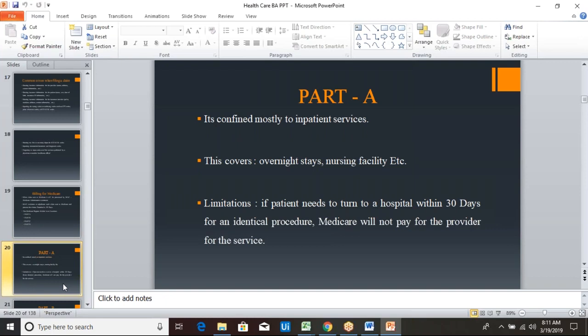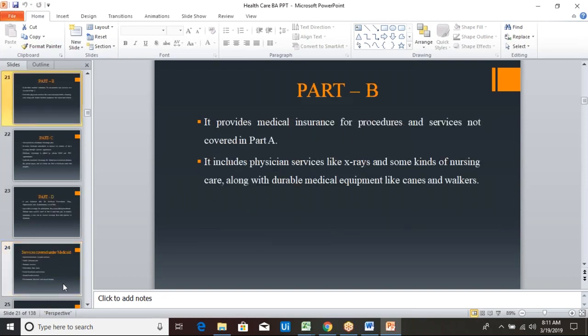When we talk about Part B, it majorly focuses on the services the hospital has provided, such as X-rays, the nursing care we have taken, or the medical equipment we purchase based on the suggestion of doctors. All this comes under Part B.